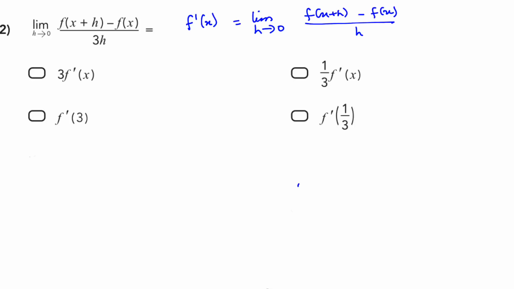What is the difference between this formula here and this formula here? There's a 3 here. So if I have f dash x and I want to make it the same as that, I will have to put a 3 here. So 1 over 3 f dash x. And the answer will be B.